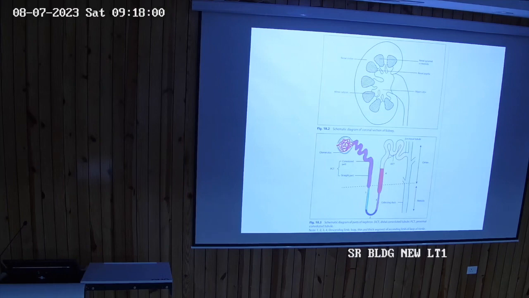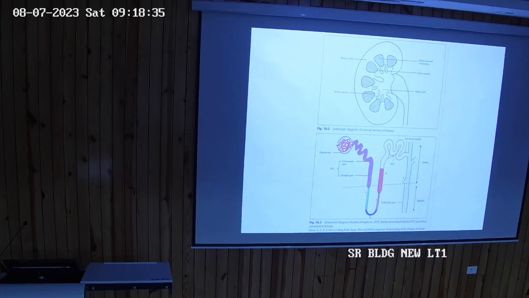Alright, the second thing: the capsule consists of a double layer, and this double-layered part is called Bowman's capsule. This Bowman's capsule surrounds the tuft of capillaries, which is called the glomerulus. So both these structures, the glomerulus surrounded by Bowman's capsule, are called the renal corpuscle. This structure.